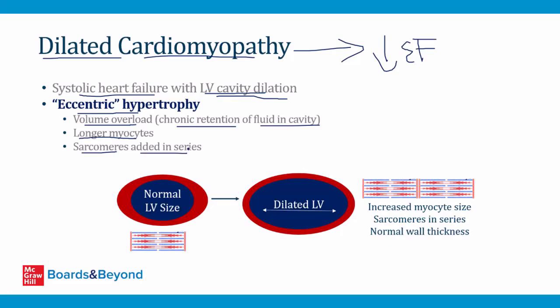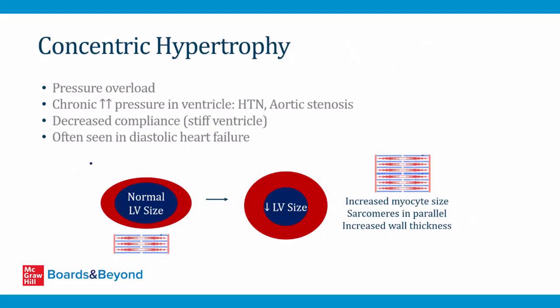So in patients with a dilated cardiomyopathy and eccentric hypertrophy, they go from something like this to something like this, where the cavity is dilated, the myocytes are stretched, and sarcomeres have been added in series like this so that they can reach all the way around the dilated cavity. And I've summarized these findings here. There's increased myocyte size in eccentric hypertrophy, sarcomeres are added in series, and importantly, the wall thickness is not increased. So the width of this wall right here is not increased compared to normal in a patient who has eccentric hypertrophy. Contrast that with concentric hypertrophy of the left ventricle.